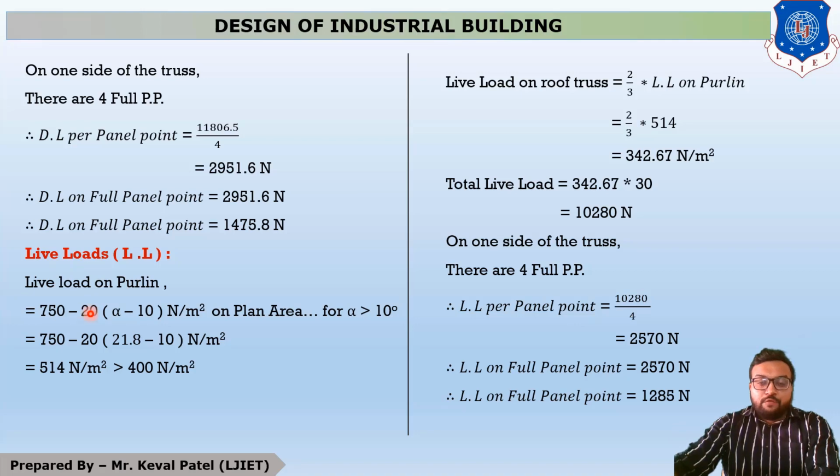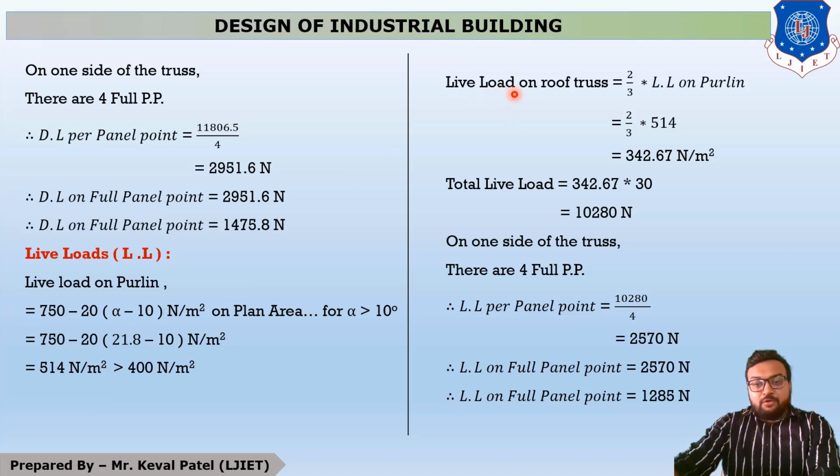Okay. So for alpha greater than 10 degree, our equation of live load on purlin is 750 minus 20 into alpha minus 10. So after putting all these values, we will get our answer 514 Newton per meter square. Now you have to check whether your answer is greater than 400 or not. If your answer is less than 400, then you have to consider 400 as your minimum load. But if your answer is greater than 400, then you have to consider that answer for the calculation of live load on roof truss. Okay.